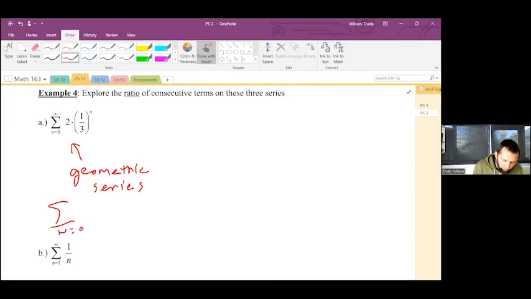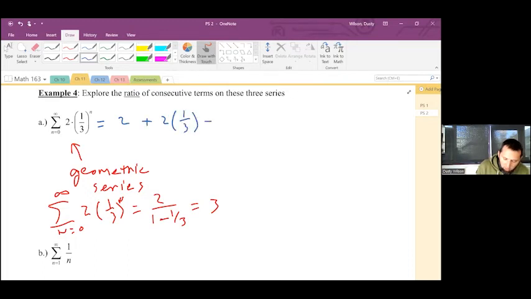The sum from n equals 0 to infinity would be the leading coefficient, which is 2. 2 times 1/3 to the n will be 2 divided by 1 minus 1/3, which works out to be 3. So it converges to 3. But for our purposes, what I want to point out is that this is equal to 2 plus 2 times 1/3 plus 2 times 1/3 squared plus 2 times 1/3 cubed plus 2 times 1/3 to the 4th plus dot, dot, dot.